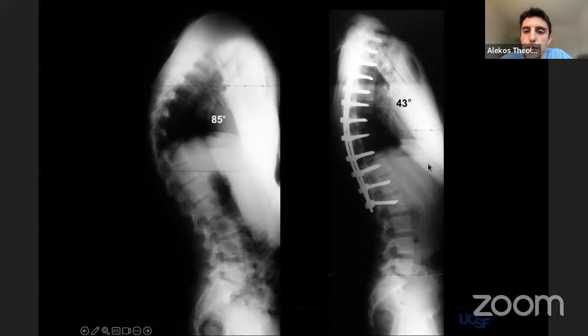Well, Andrew, thanks for presenting that. If SIG's away, I'm happy to moderate it. Very, very nice examples of how the surgical strategies have adapted over time, and you can achieve a similar amount of correction with the posterior only approach relative to the anterior release plus the posterior.